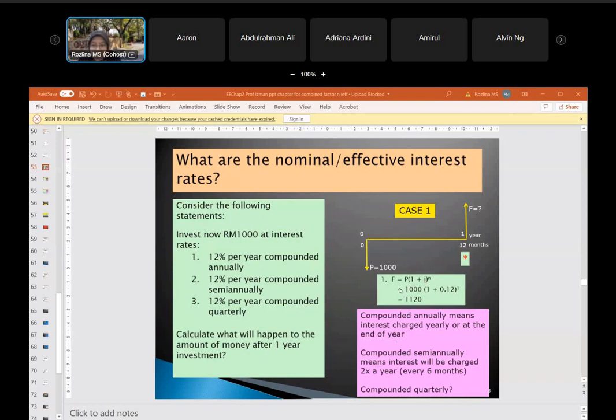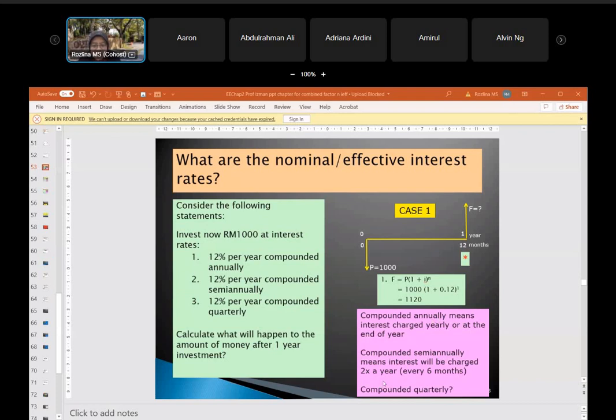Okay, the F value here. P is 1,000. 1 plus i, the interest is 12% per year. So how many times compounding? 1. So you just get 1,120. It's okay, this is easy.